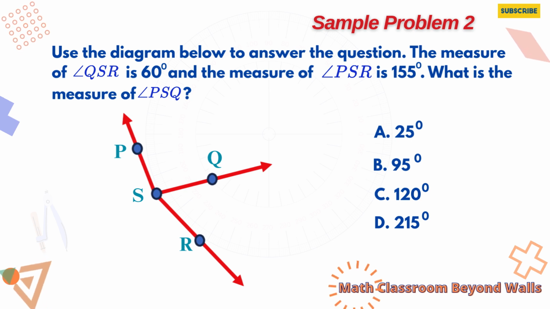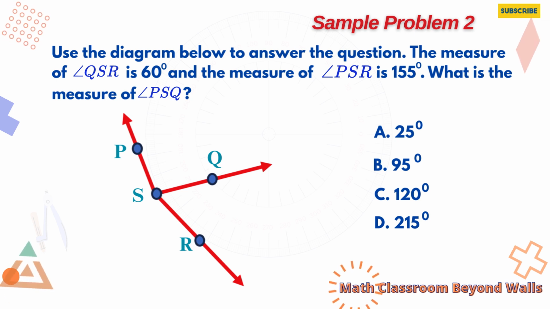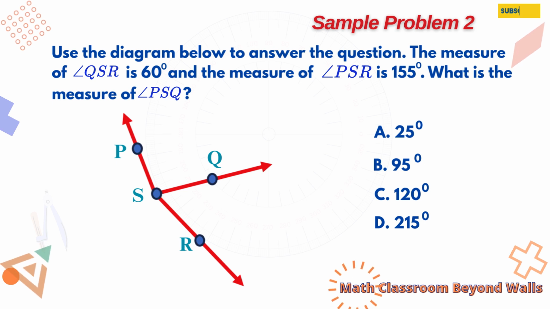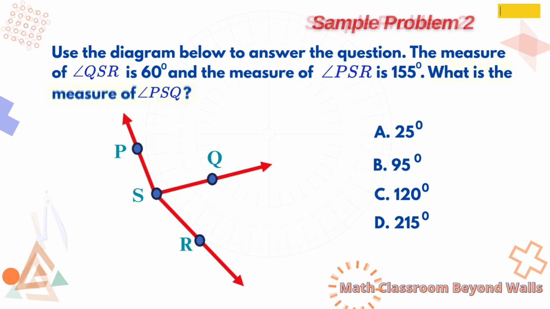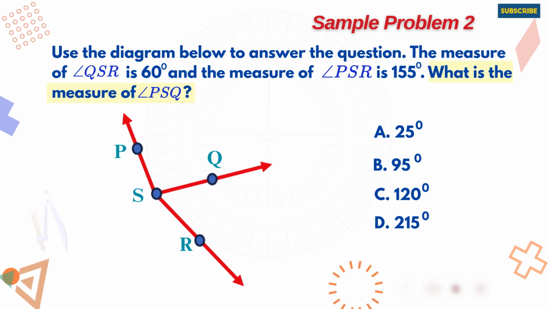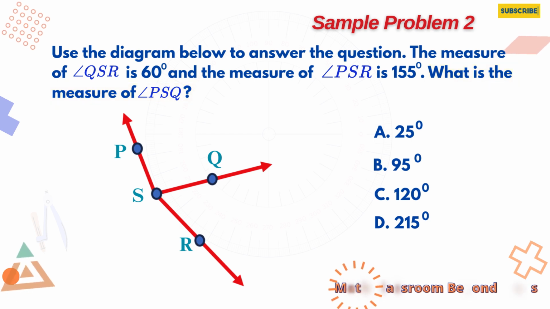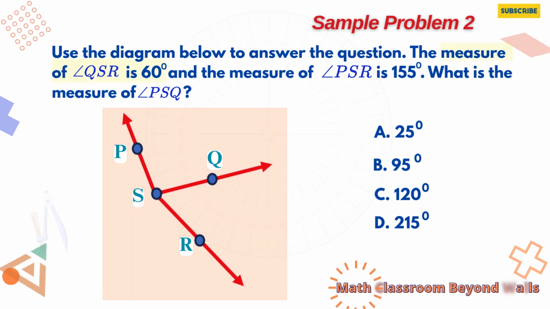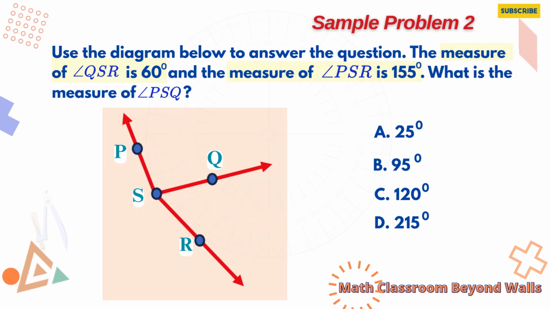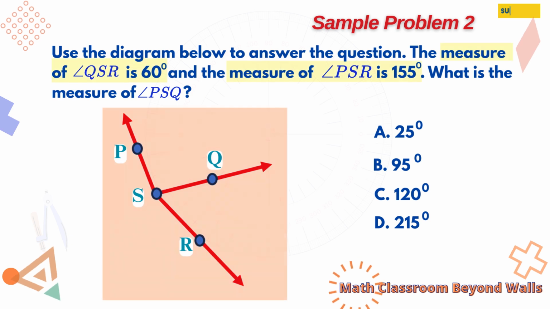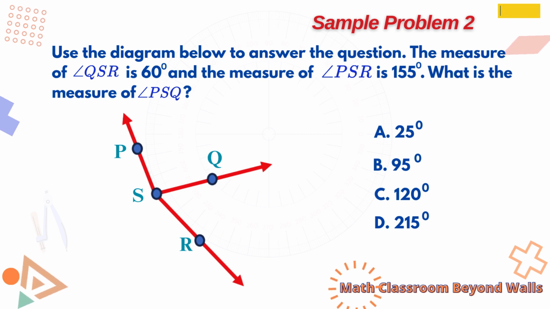As usual, we begin by reading the whole problem and may read it several times when needed to know what we're looking for, to determine what are given, and to figure out how the given information help find what we're looking for. Okay, what is asked in the problem, learners? The word problem is asking us to find the measure of angle PSQ. What are given? A diagram is given with the measure of angle QSR, which is 60 degrees, and the measure of angle PSR, which is 155 degrees. Okay, let us look at the diagram and put into it the angle measures that are given.